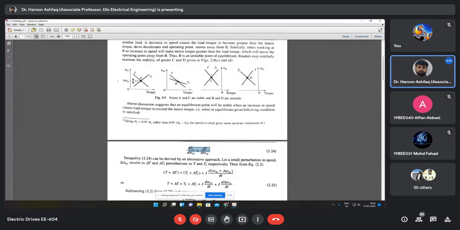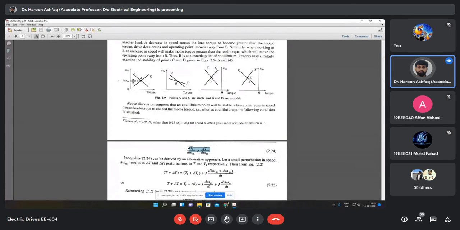Similarly, the third one has a point of operation in the second quadrant of the torque-omega speed plane. Here, the motor torque is again negative and the load torque is again positive in terms of slope. Then you have the operation in the fourth quadrant.